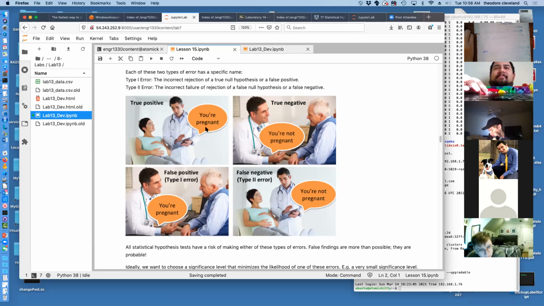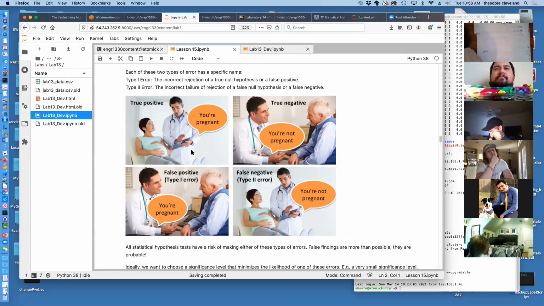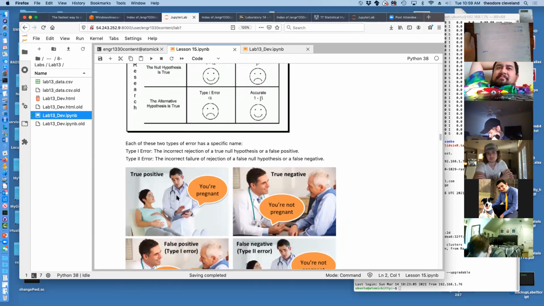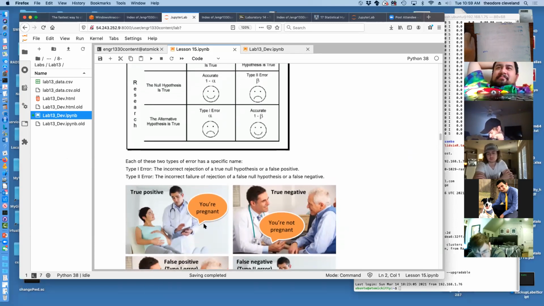So in this upper left-hand picture, the doctor is consulting with the woman here who is clearly, in the picture, has a baby, and he concludes that you're pregnant. Now that's the case where the evidence supports the conclusion, and that is a true positive. That's this case here. So this doctor, not being the brightest, 1 minus alpha times will get it right.